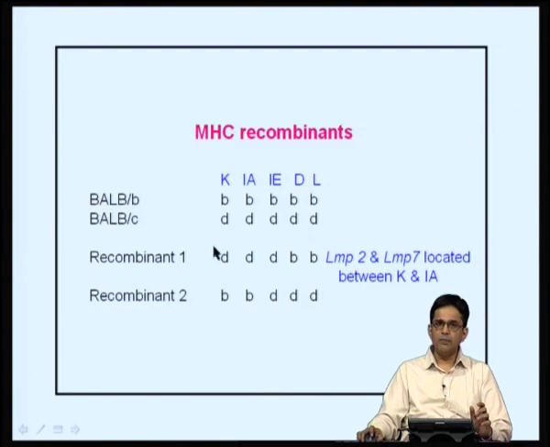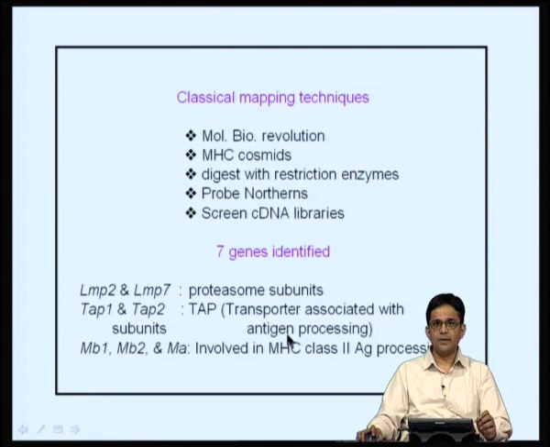Now, if you have a recombinant between this region and this, and you have another recombinant between this and this, you had these different lines that were recombinants, you can actually map where the location is using this anti-sera, because the anti-sera specifically recognize the D and not the B parts. So using these sorts of experiments, what was found is that those polymorphic proteins were located between the K and the IA region. So they were centromeric to the MHC class 2 region, and so the fine localization of these molecules was done. So that was certainly very interesting.